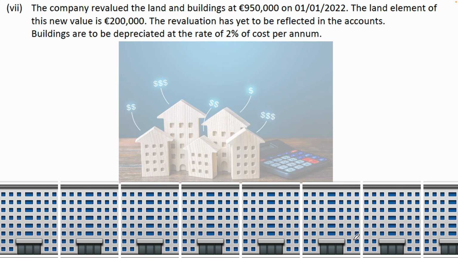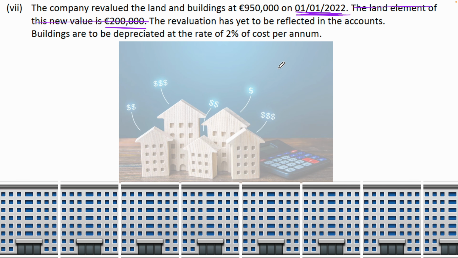Okay, so reading that again, the company revalued the land and buildings at the start of the year, and they revalued them to 950,000. The land element of this new value is 200,000. Why are they telling us this? They are telling us this because we do not depreciate land, so we will have to take that 200 out whenever we are calculating the depreciation.